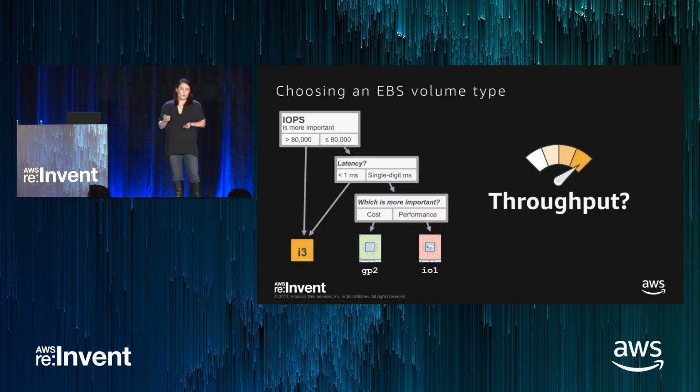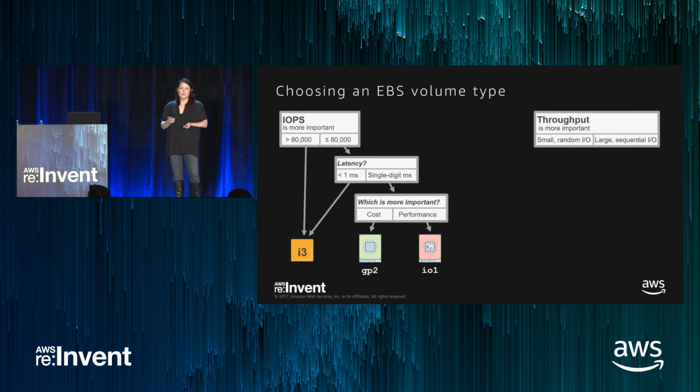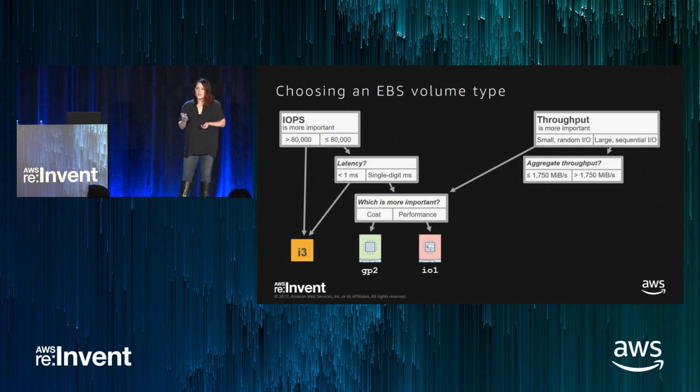So what if you care about throughput? In that case, the first question is, what is your workload like? Does it have majority large block, sequential I/Os, or is there a lot of small random I/Os intermixed within it? If there's a lot of small random I/O, then you're going to want to go with an SSD volume. However, if it is majority large block sequential, then how much throughput do you need?